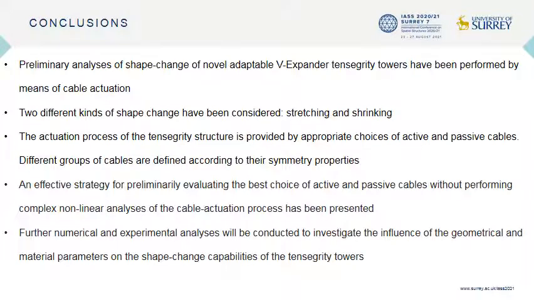In conclusion, preliminary analysis of shape change of a novel adaptable expanded tensegrity tower has been performed by means of cable actuation. Two different kinds of shape change have been considered in this case. The actuation process of the tensegrity structure is provided by appropriate choices of active and passive cables. Different groups of cables are defined according to their symmetry properties. An effective strategy for preliminarily evaluating the best choice of active and passive cables without performing complex nonlinear analysis of the cable actuation process has been presented. And finally, further numerical and experimental analysis will be conducted to investigate the influence of the geometrical and material parameters on the shape change capabilities of the tensegrity towers.